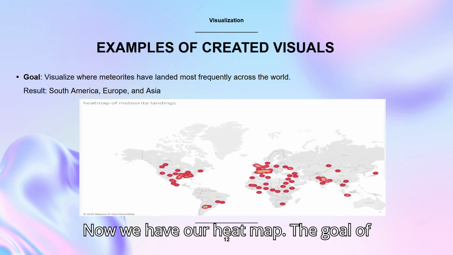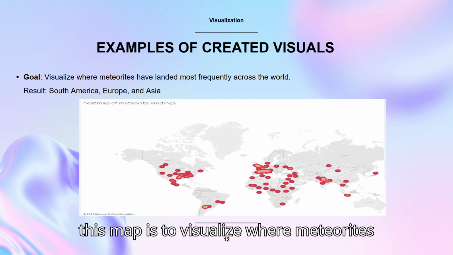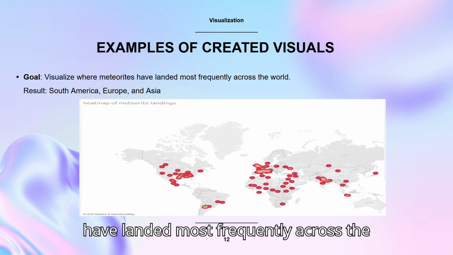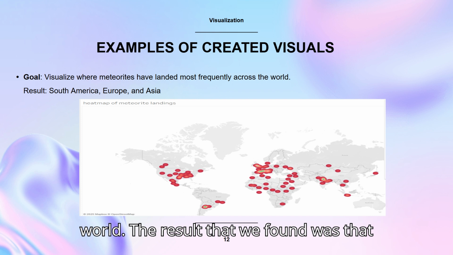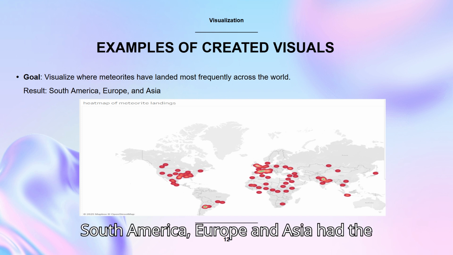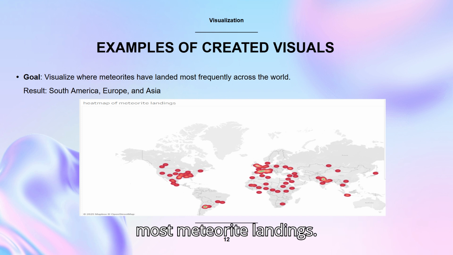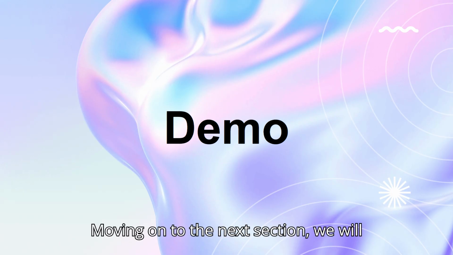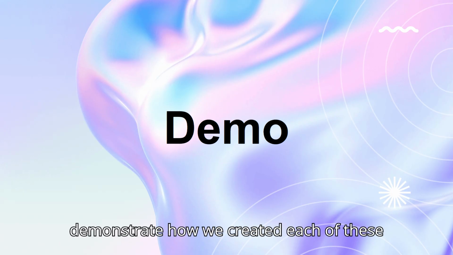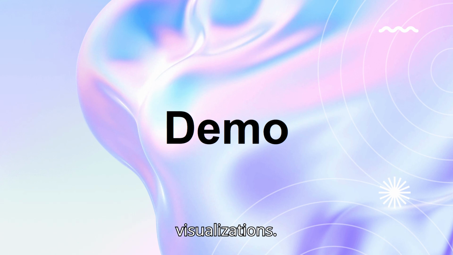Finally, we have our heat map. The goal of this map is to visualize where meteorites have landed most frequently across the world. The result that we found was that South America, Europe, and Asia had the most meteorite landings. Moving on to the next section, we will demonstrate how we created each of these visualizations.